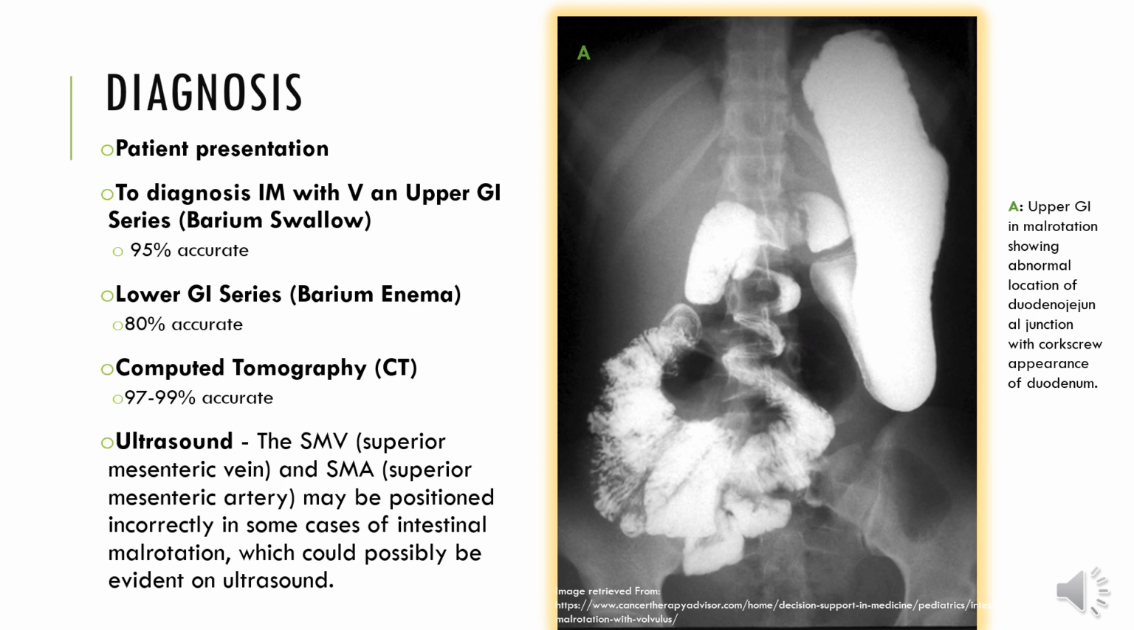To diagnose intestinal malrotation with volvulus, an upper GI series, also known as a barium swallow, is most frequently ordered. It is about 95% accurate in diagnosing intestinal malrotation with volvulus. Other tests include a lower GI series, also known as a barium enema, a CT scan, or an ultrasound. In the picture, you'll see a patient who had intestinal malrotation with a volvulus, and you can see the corkscrew appearance of the duodenum.